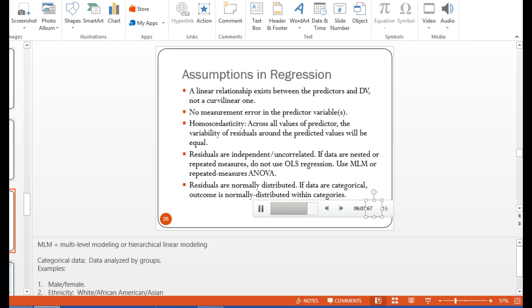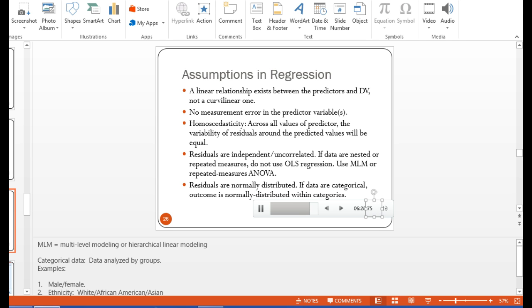That person would have correlated errors because it's the same individual over time. And so regular OLS regression doesn't work well for time series types of designs, longitudinal designs, and also for nested data, where again we have people nested within teams or groups. So in that case, we would not want to do a regular OLS regression that we're learning in this course.